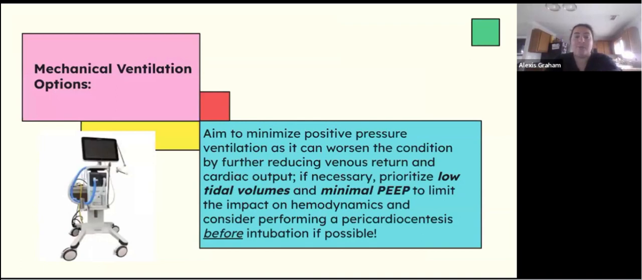Mechanical ventilation. You're going to aim to minimize positive pressure ventilation, as this can worsen the condition by further reducing venous return and cardiac output. If you have to use mechanical ventilation, you want to use low tidal volumes and minimal PEEP to limit the impact on the hemodynamics. And you'll want to consider doing that pericardiocentesis before you intubate, because if there's already a lot of pressure on the heart, you're going to want to get all that fluid off and all that pressure the fluid's causing first before you add more pressure.